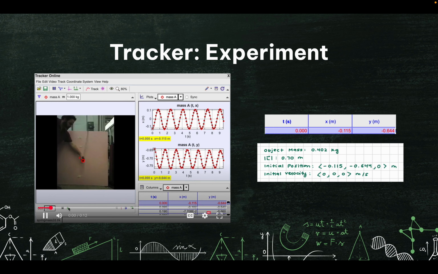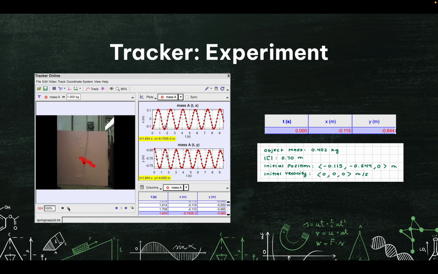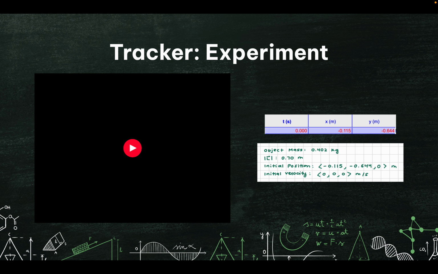So here's the result of what I got in Tracker. The object mass and the strength of the spring were previously given to us. I got the initial position by seeing what the x and y position were when time equaled 0. The initial velocity is just 0 meters per second since it was dropped from rest. The graphs are the result of the position as time goes on.